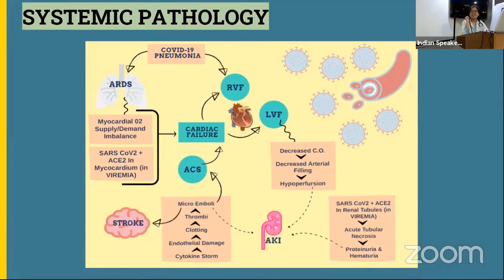Since there is endothelial damage by the cytokines, the clotting process is initiated, thereby forming thrombi, which disintegrate to form microemboli, which may lodge in the cerebral circulation and cause ischemic stroke, or they may lodge in the renal vasculature and cause AKI. They may also lodge in the coronary circulation and cause acute coronary syndrome, which in turn leads to acute cardiac failure.